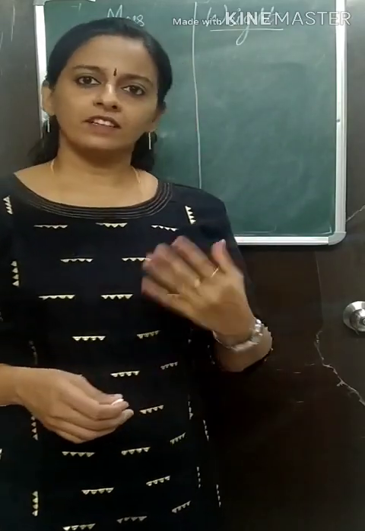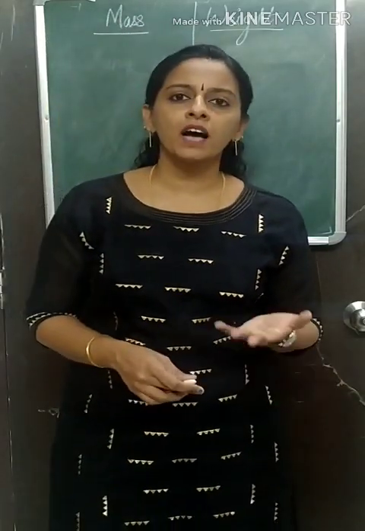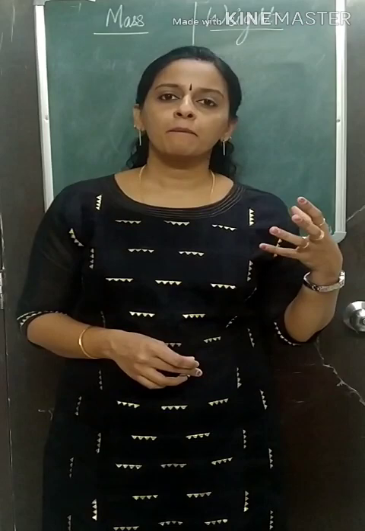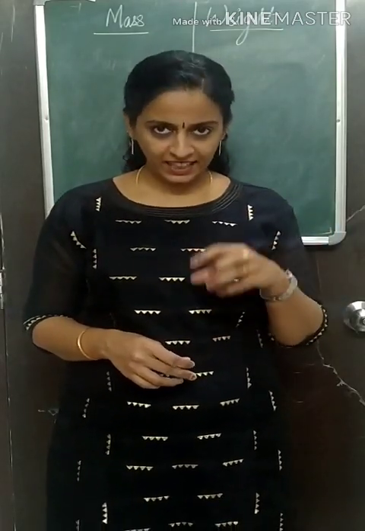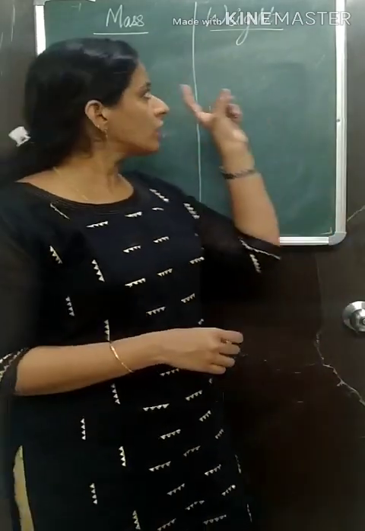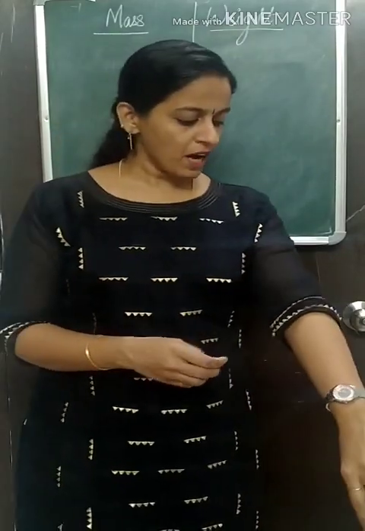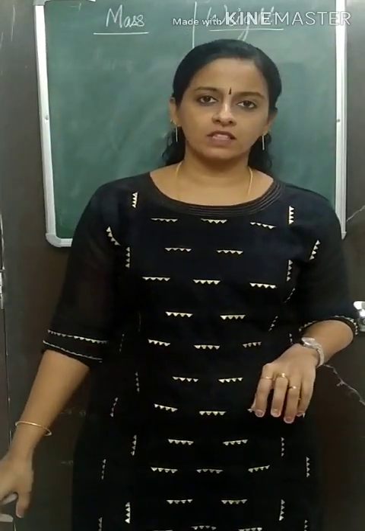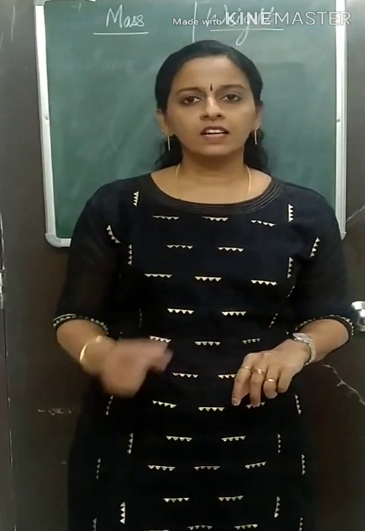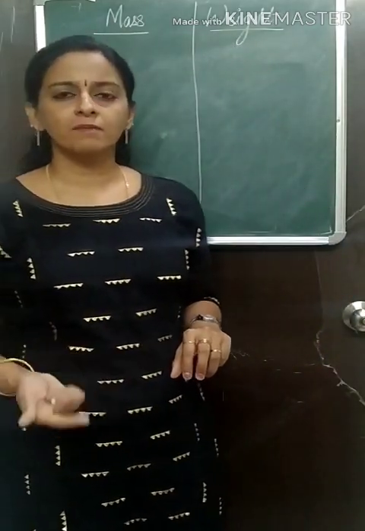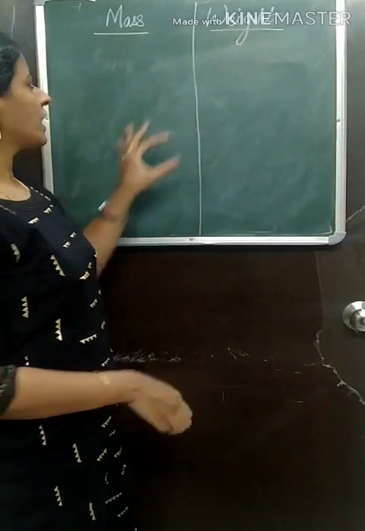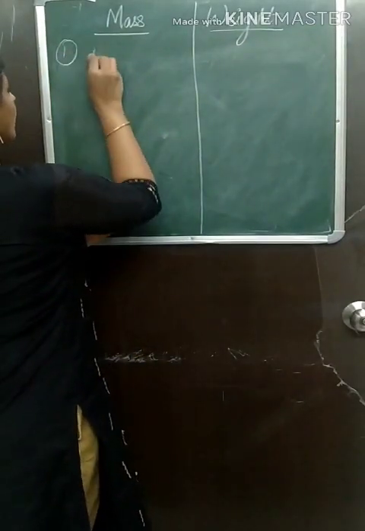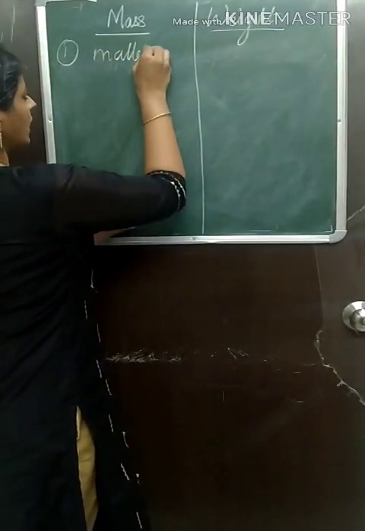Mass, you have learnt in chemistry also, is the measure of the amount of matter contained in an object. So write down the first point: mass. The amount of matter contained in an object is called mass. Now weight.